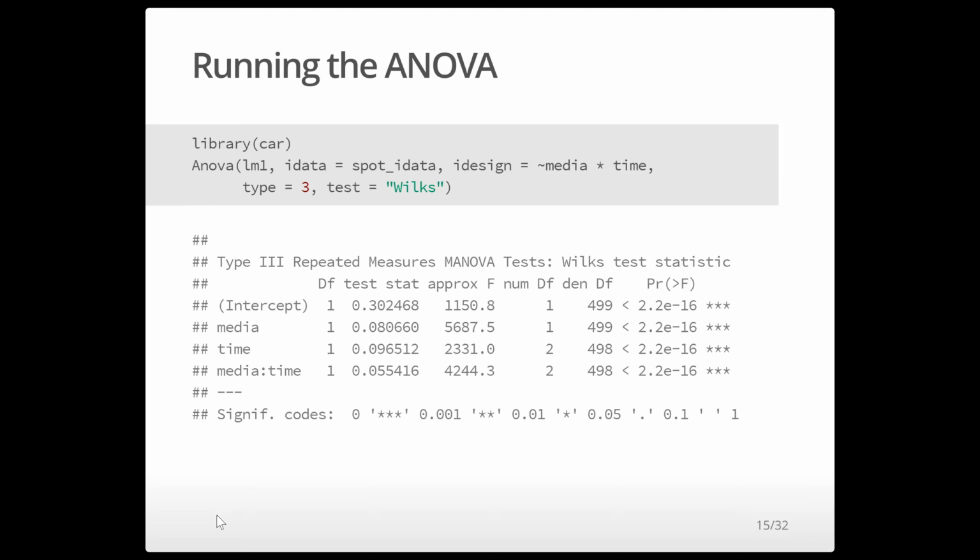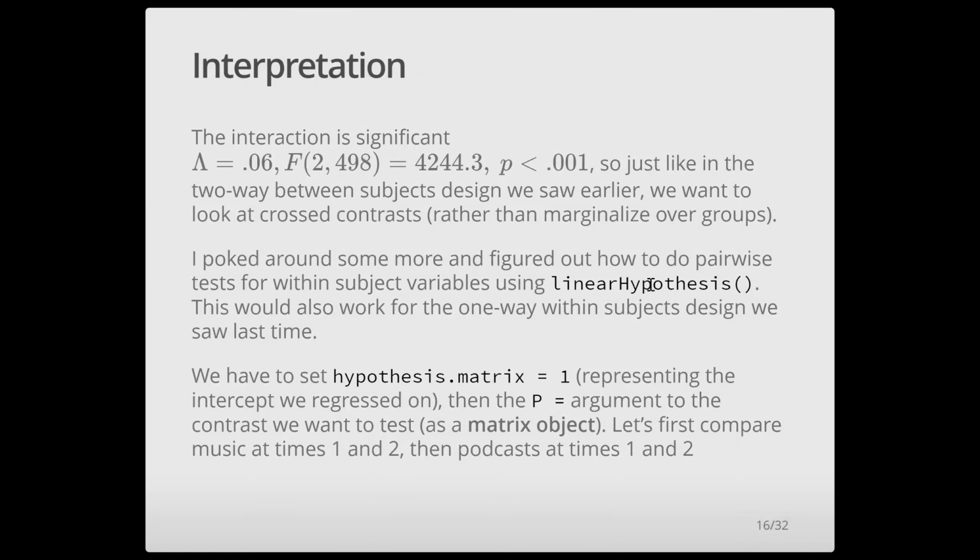And so here is my ANOVA table. This is for my omnibus tests. Notice that I'm calling type equals 3 for type 3 statistics, and then getting the Wilks for my test statistic. The test doesn't matter that much, but we've been talking about lambda, so let's stick with that. So our interpretation here is that the interaction is significant.